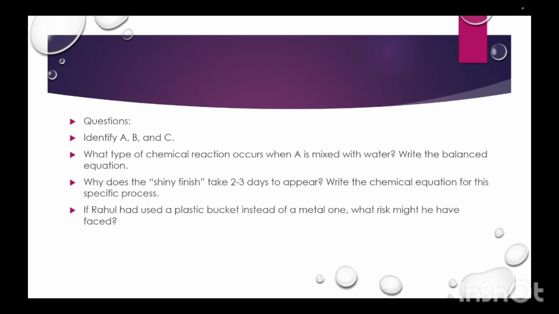Already I have explained this to you. I think you must know the questions. What can be the questions? First, identify A, B, and C. Second, what type of chemical reaction occurs when A is mixed with water? Write the balanced equation. Third, why does the shiny finish take 2 to 3 days to appear? Write the chemical equation for this specific process. Fourth, if Rahul had used a plastic bucket instead of the metal one, what risk might he have faced?